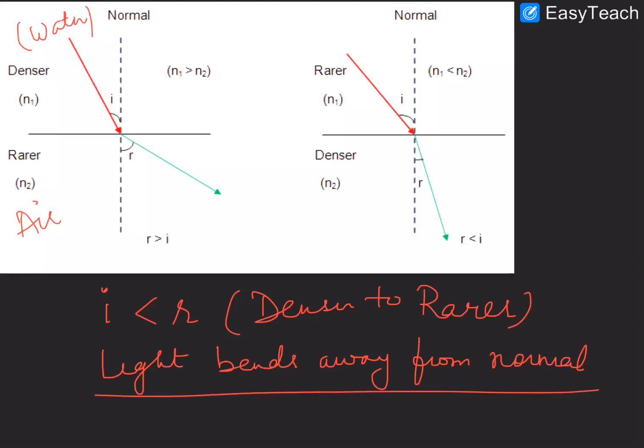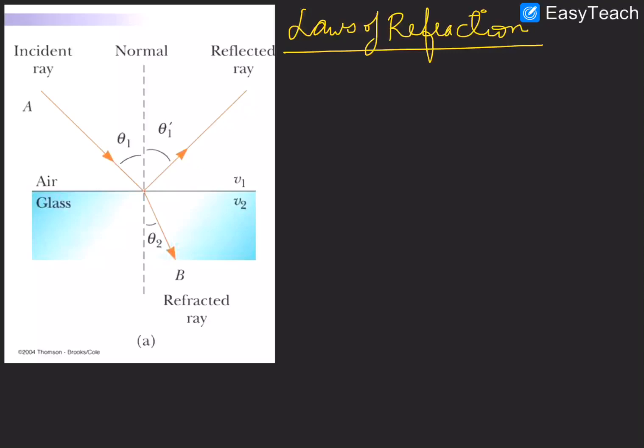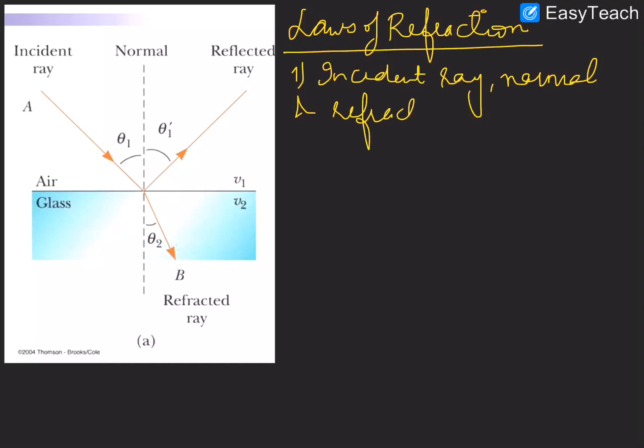Its reason can be understood with the help of Snell's law, which comes under the laws of refraction. So let us discuss the laws of refraction. The first law of refraction says that the incident ray, the normal, and the refracted ray all lie in the same plane, as you can see in this diagram.